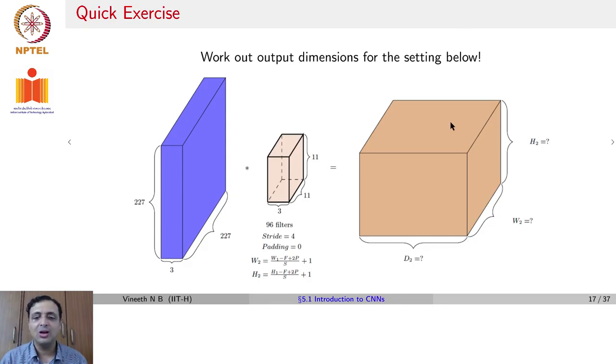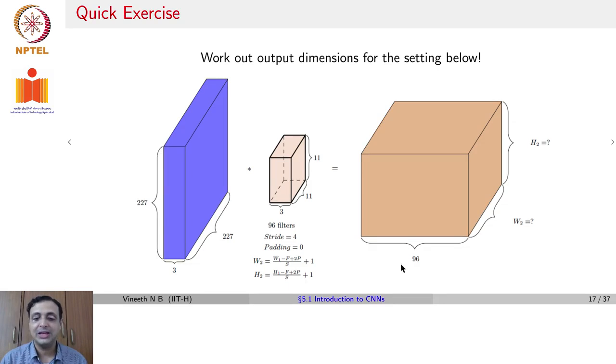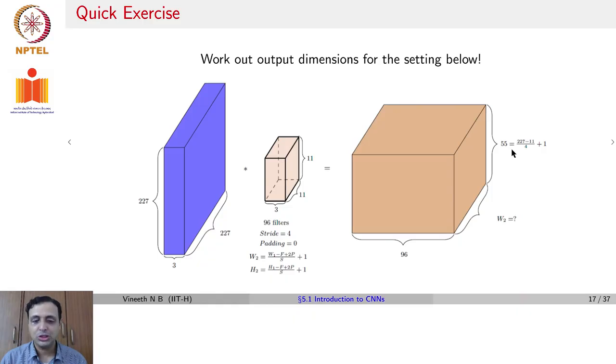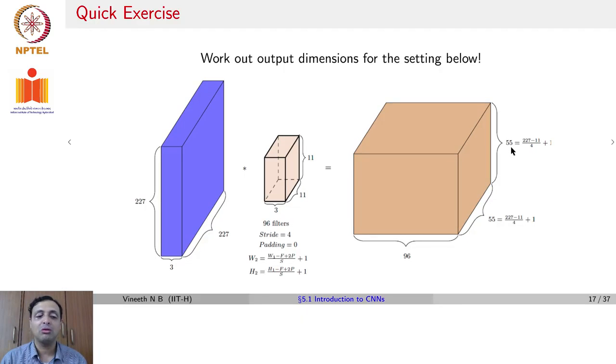Let's start with the simplest one. What is D2? D2, as we said, is the number of filters, which means D2 is 96. Let's then go to H2. H2 was given by H1, 227, minus F, 11, plus 2P, which is 0, divided by stride, 4, plus 1, which is 55, and we get a similar value for W2. That's how you can get the dimensions of the output feature map.